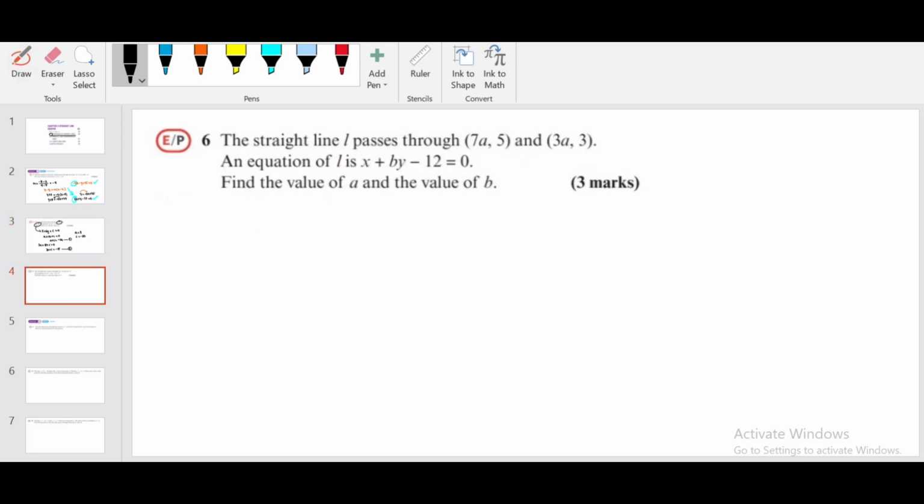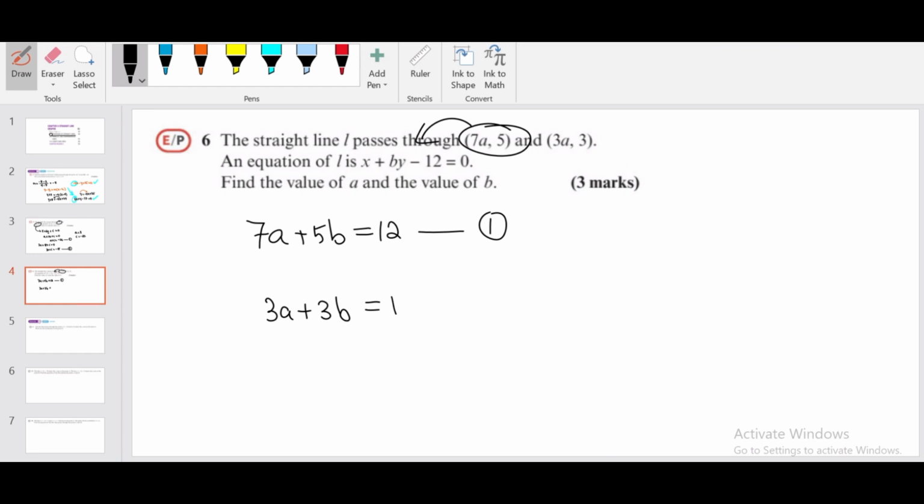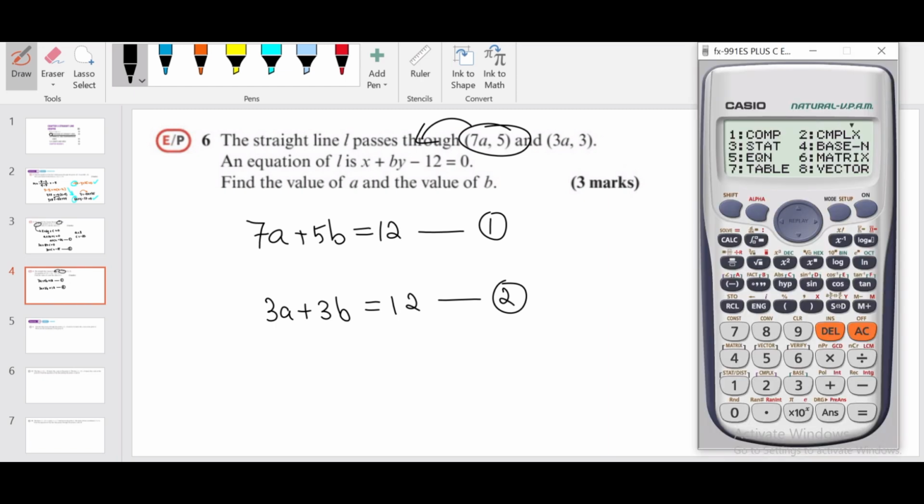That's all. Question number 6 now. It's the same as the previous one. Sub in the points, frame 2 equations and solve the simultaneous equations. I'm going to sub in the first point here. So replace x by a, 7a, b by 5. Sorry, y by 5. So 5b. Put the 12 on the other side. That's equation number 1. Sub in the second point. You will get 3a plus 3b is equal to 12. That's equation number 2. You can just solve the simultaneous equations.